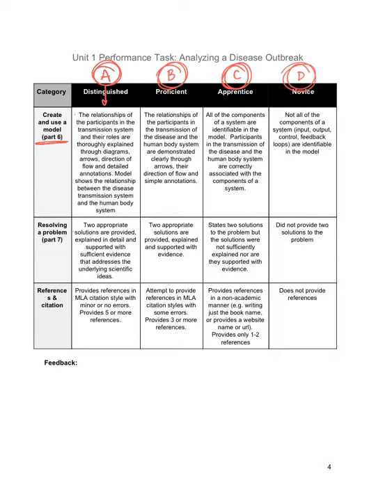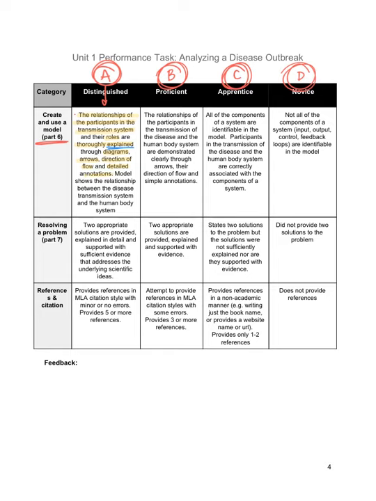Oh, I'm going to use a highlighter here. Okay. You're going to show the relationships of the participants and the transmission system. We talked about those four, and their roles are thoroughly explained. Now, you might think, Mrs. Trusler, I'm not supposed to provide paragraphs. What am I explaining? You're explaining the relationship through diagrams, arrows, direction of flow, and detailed but short annotations, okay?